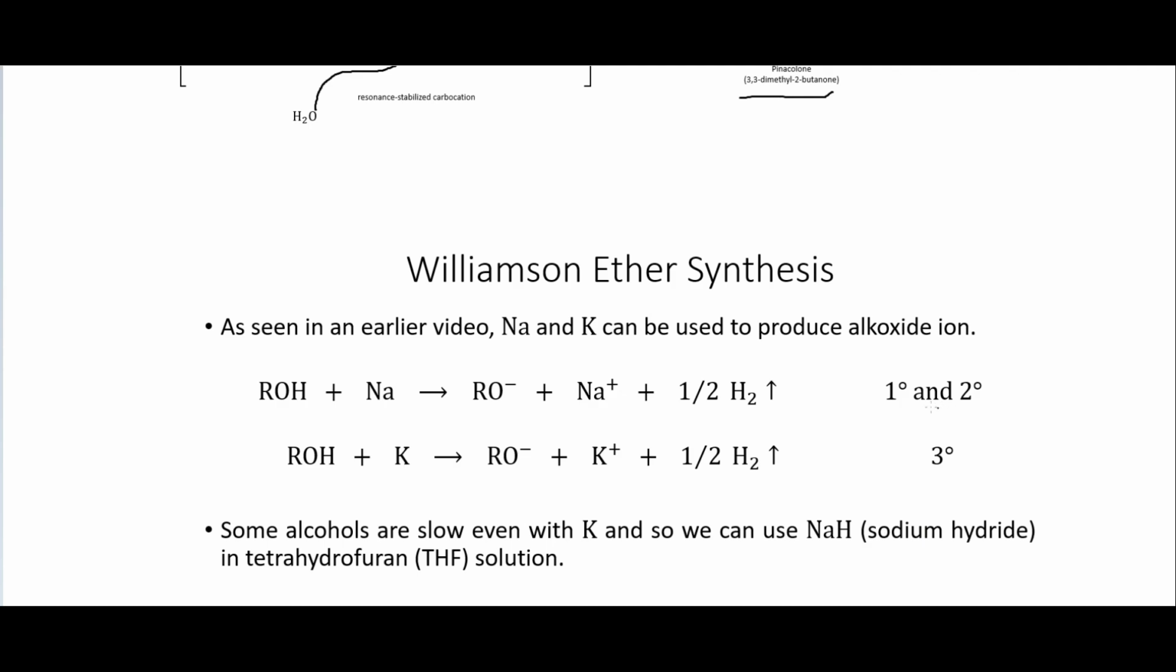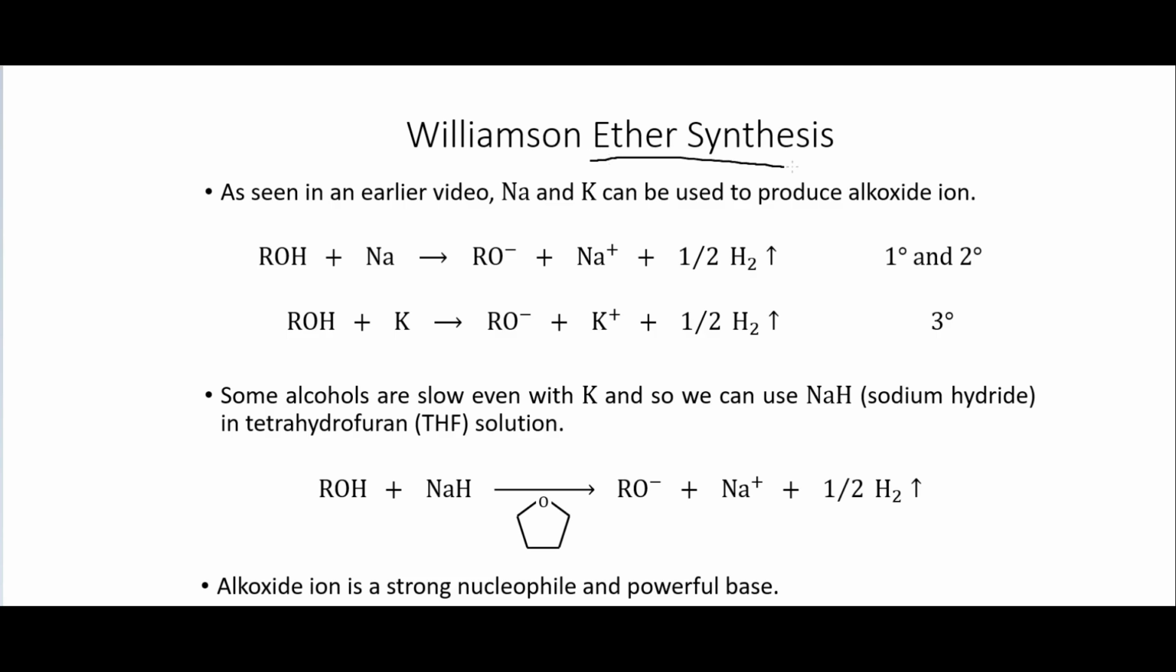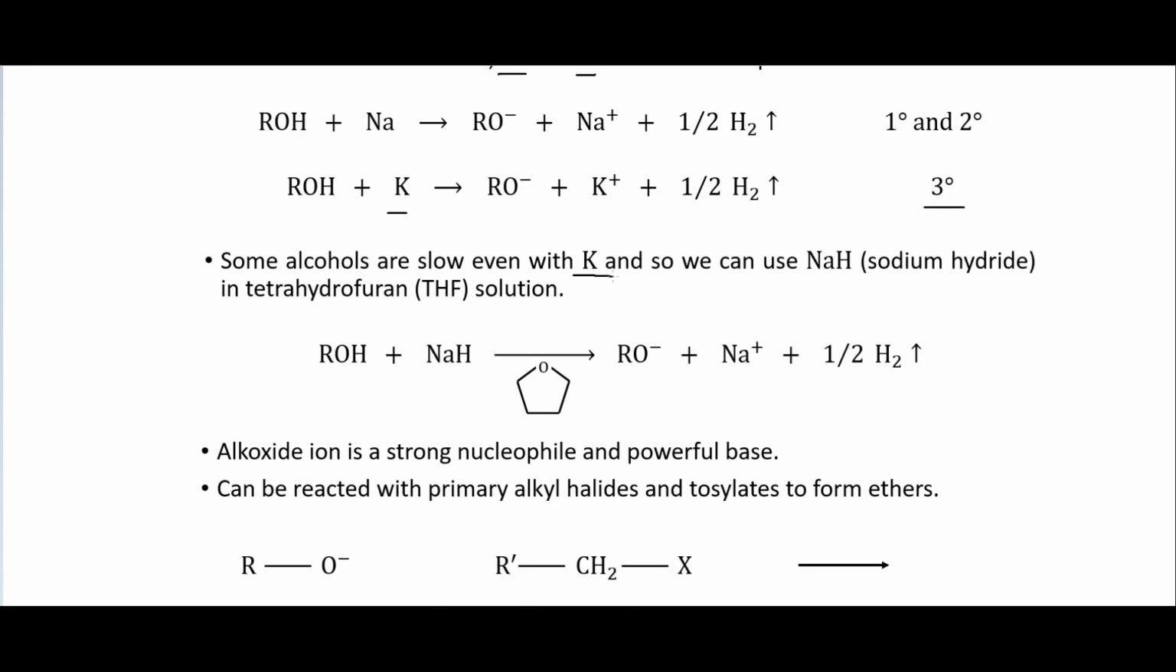And so switching gears, now we're getting away from the dehydration, and we are now looking at ether synthesis, which, like I said, in future videos when I talk about ethers in particular, I will discuss this more again. And so we saw in an earlier video that if we want to make an alkoxide, we can add sodium or potassium metal, the potassium being better if we are looking at a tertiary alcohol. Some alcohols are slow even with the potassium, so we can just use NaH, which is that hydride. It's a very strong base, and we do this in tetrahydrofuran, and so we can again form our alkoxide here.